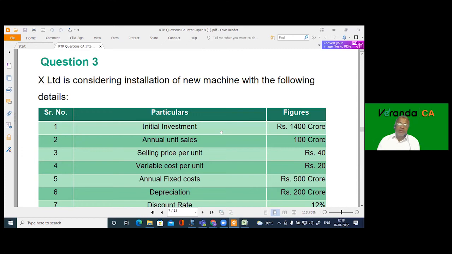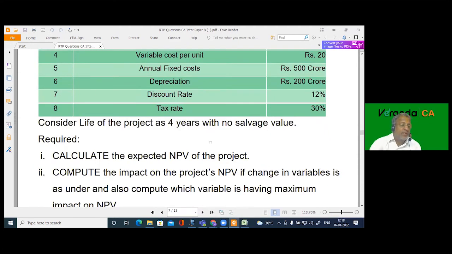So with 12 minutes to go, how best can we use those 12 minutes? Let us see. X Limited is considering installation of a new machine with the following details: initial investment, annual units sales, selling price, variable cost, annual fixed cost, depreciation, discount rate, tax rate. Consider the life of the project as 4 years with no salvage value. Calculate the expected NPV of the project.